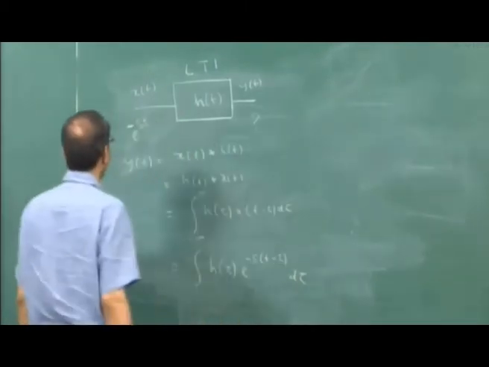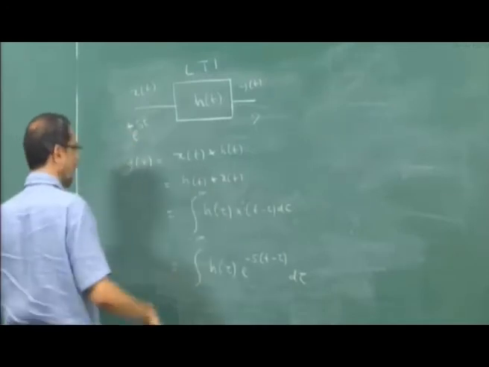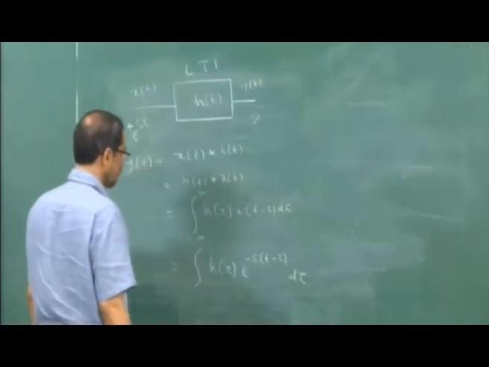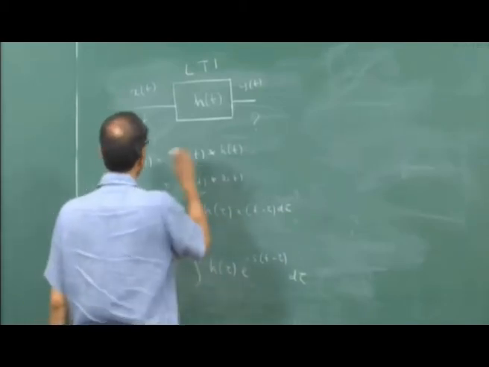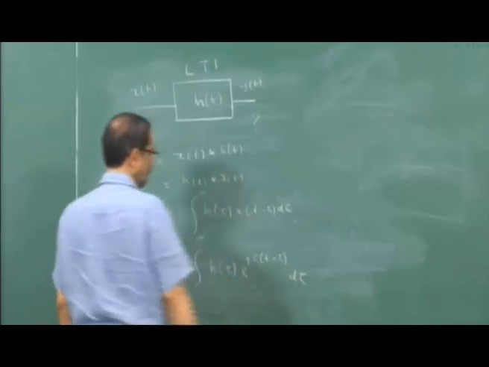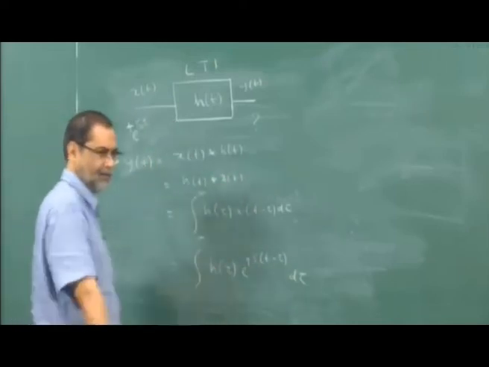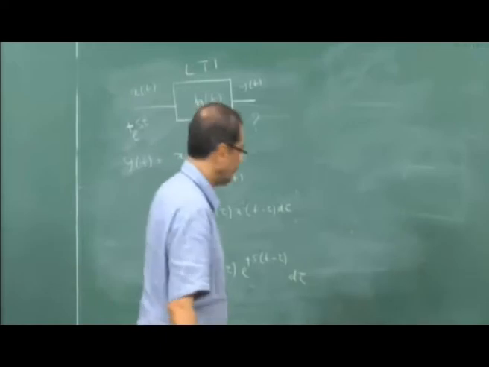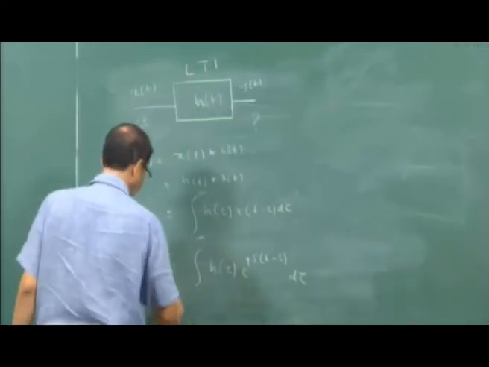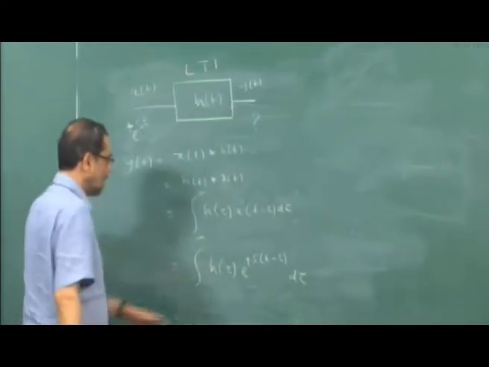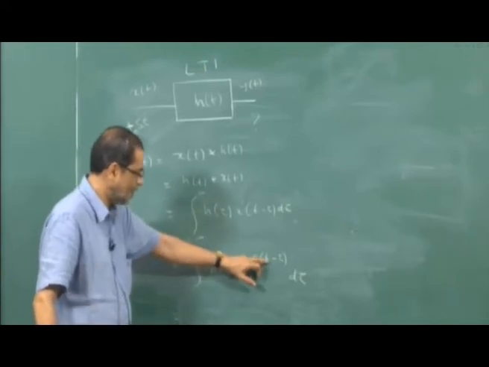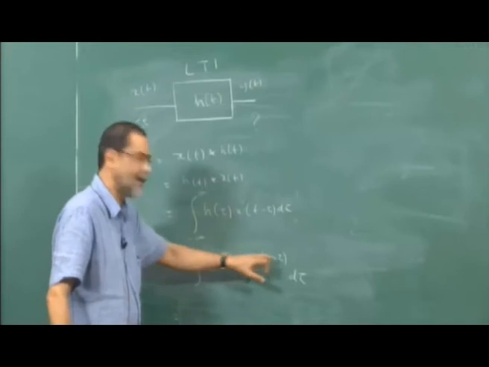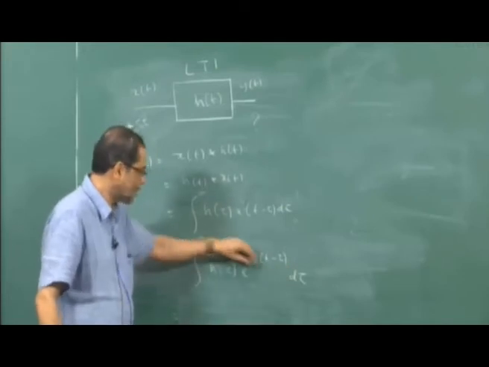Okay, I think I should have been careful with e to the power of st, because now I'm seeing that strange things are happening. So I'll show e to the power of st as the input, e to the power of s into t minus tau. I think I have to go and change my slide there. I was not very careful when I prepared that. So now you see this is e to the power of s into t into e to the power of minus s into tau. So e to the power of st can come out.